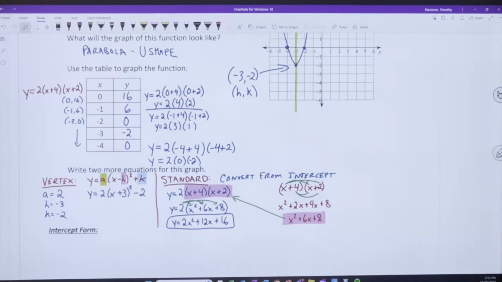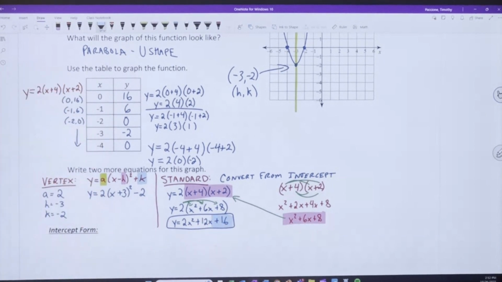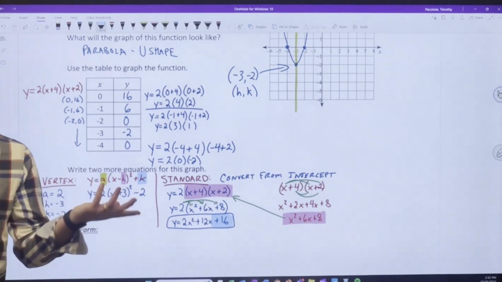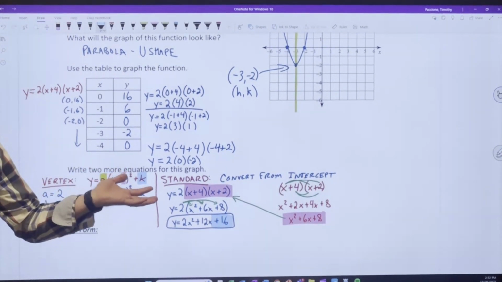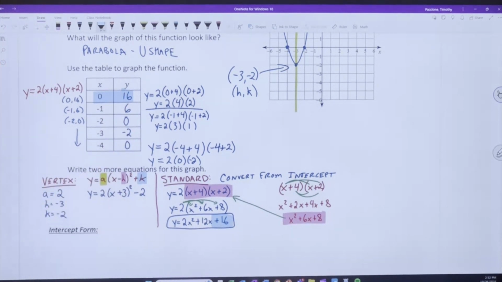Y-intercept. Remember the c value is your y-intercept. Your y-intercept happens when x is 0. Didn't we calculate when x is 0? Yeah, right here. And what did we get? 16. And what do we see? 16. So I know that I got the right standard form here. I can be pretty confident. Okay? So there you go. Now we can do all three forms.